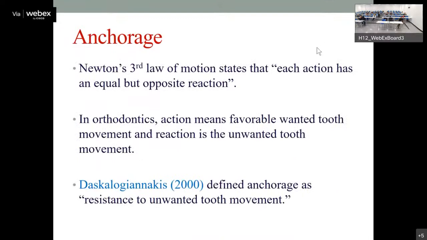Anchorage can be defined as resistance to unwanted tooth movement. This is based on Newton's third law of motion, and I'm sure you're all familiar with it, which states that for each action there's an equal but opposite reaction. This applies in orthodontics, in which the action means wanted tooth movement, whereas the reaction is the unwanted tooth movement.